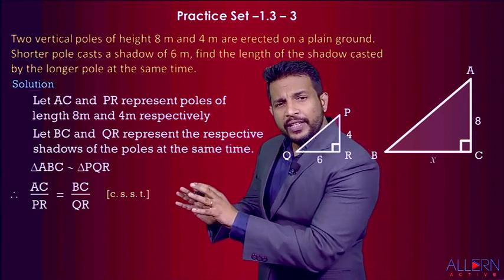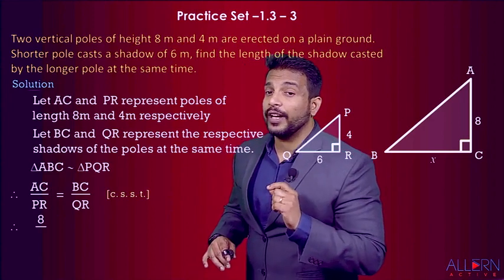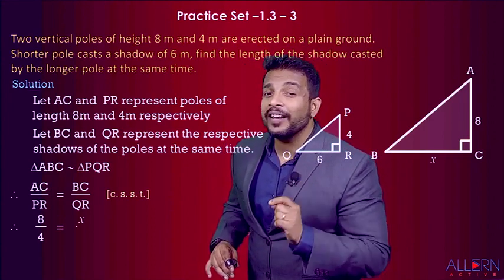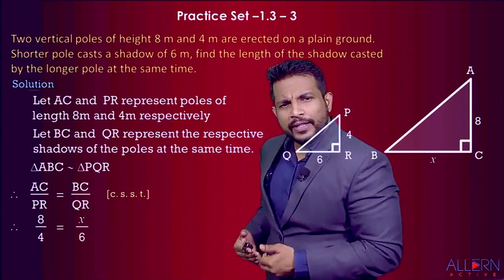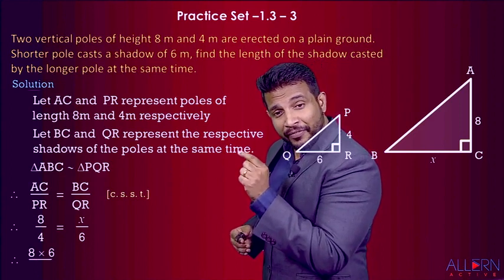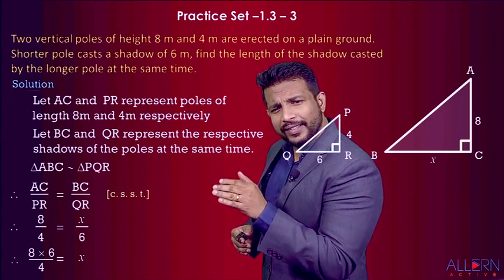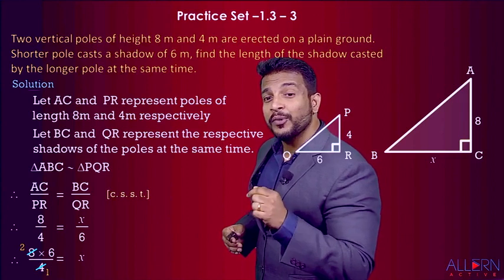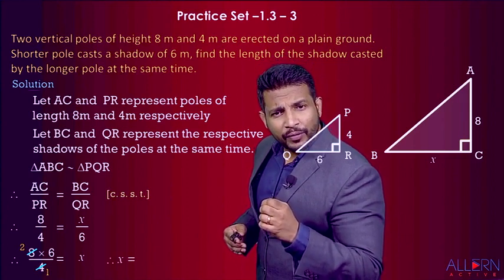Now substitute the values. Value of AC we know, that is 8. Value of PR we know, that is 4. Value of BC is X and value of QR is 6. Now we want the value of X, so keep X on one side, take the numbers on the other side. So what do we get? 8 into 6 upon 4 on the left hand side, and that is equal to X. Beautiful. Now do the cancellation there. It is so very simple. 4 1s are 4, 4 2s are 8. 2 into 6 is 12. That means we get X is equal to 12. We got the value of X as 12.